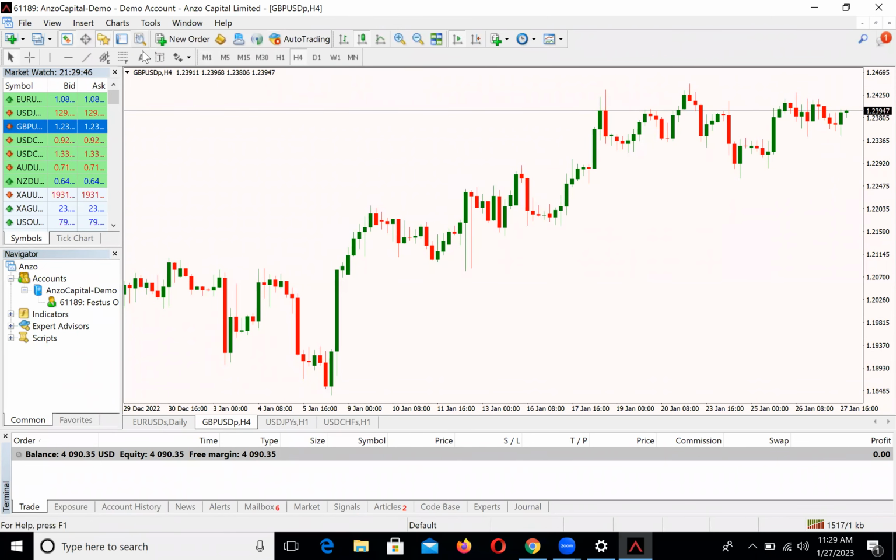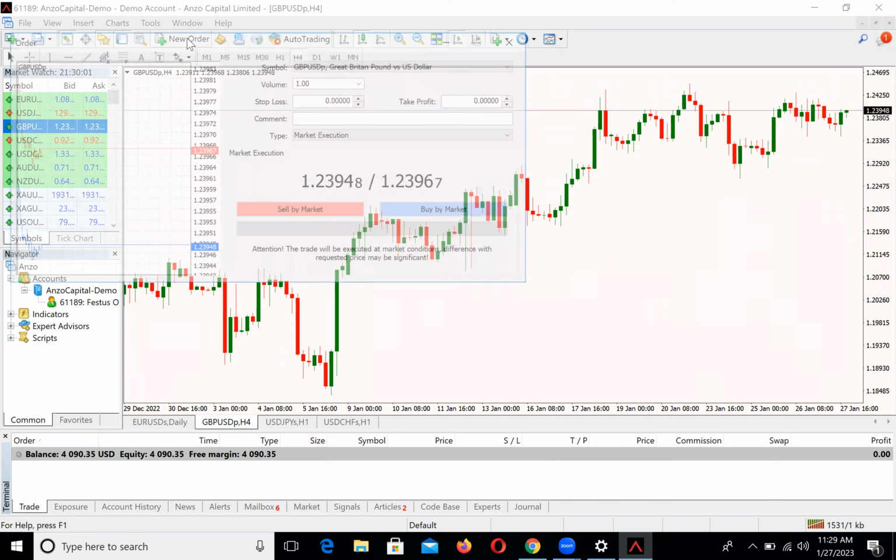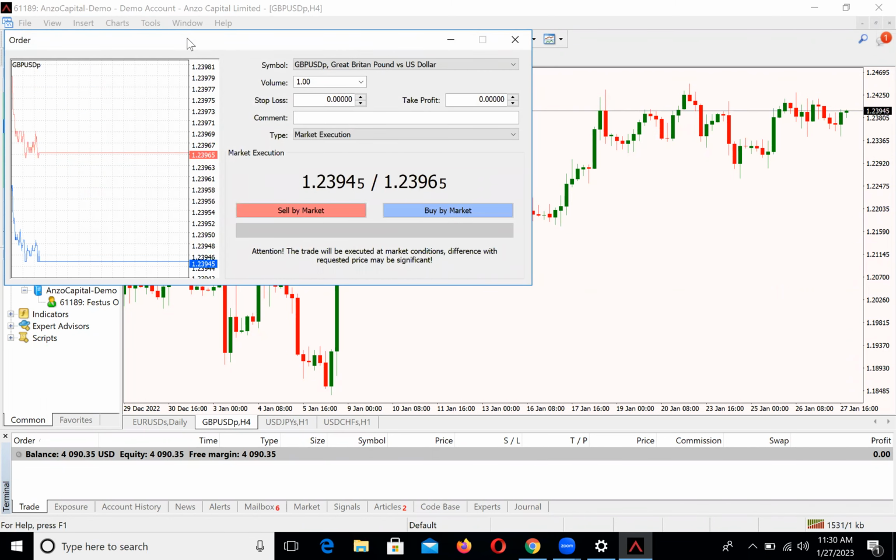If you look at this place here, you see new order. Can you guys see new order? Yes. So if you want to place a trade, all you need to do is tap on new order. Once you tap on new order, you see sell by market and buy by market here. I taught you guys that you need to sell one currency against another currency, or buy one currency against another currency to be profitable in the market.